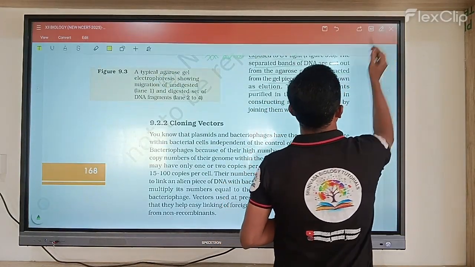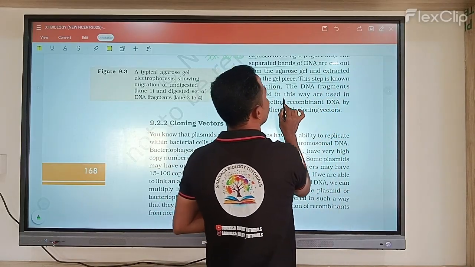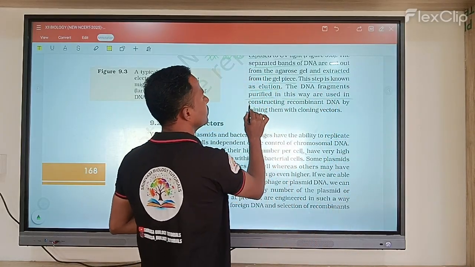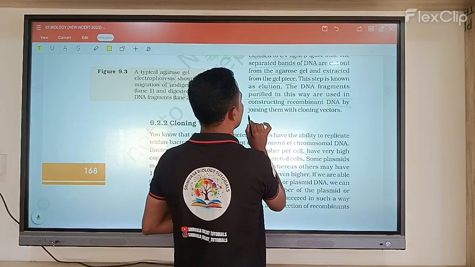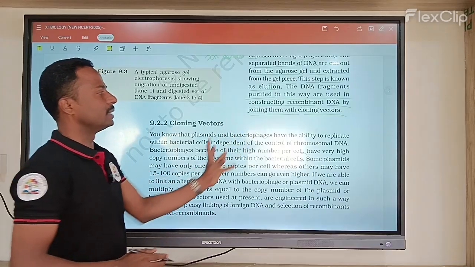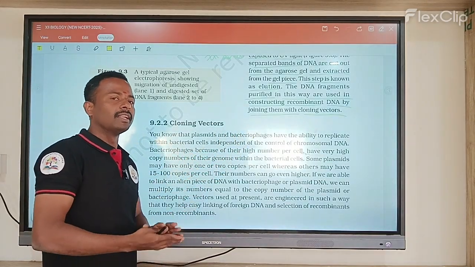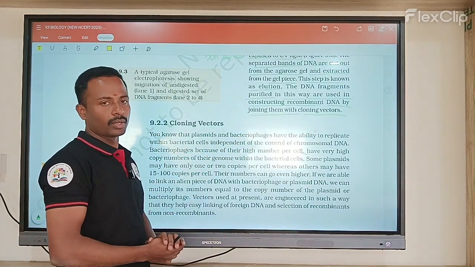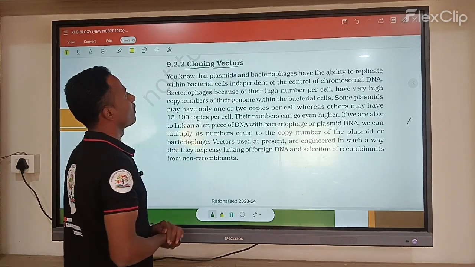After the DNA fragments are purified, they are used in the construction of recombinant DNA, which is joined with cloning vectors. We clone the DNA into a vector. Now, this is about cloning vectors.